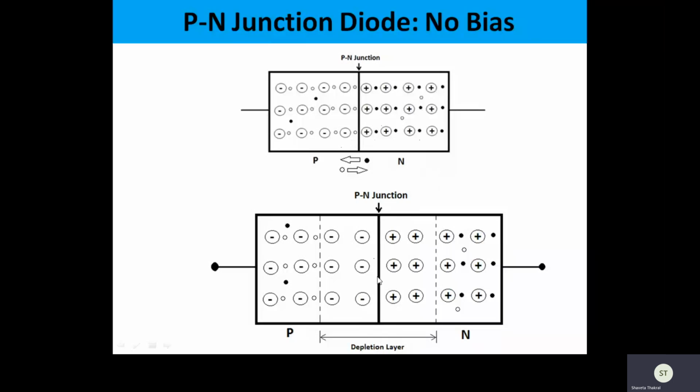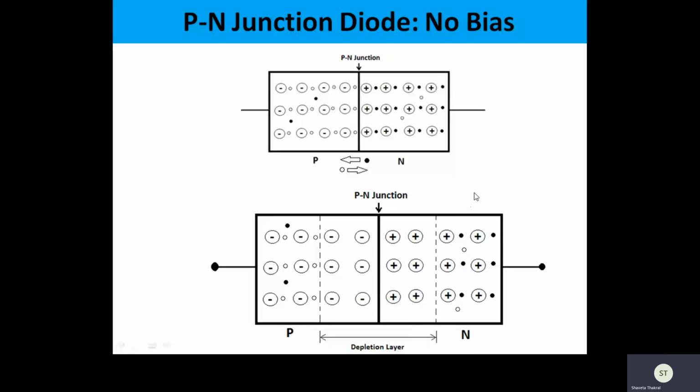Because of the creation of this potential barrier, the further movement of free charge carriers from P to N as well as N to P gets stopped. How? Because we can see here the positive immobile ions are creating a wall near the junction. So when holes try to move from P to N, the positive immobile ions will repel the holes back to their region. Similarly, if electrons try to move from N towards P, the negative immobile ions near the junction will repel the electrons back to their region.